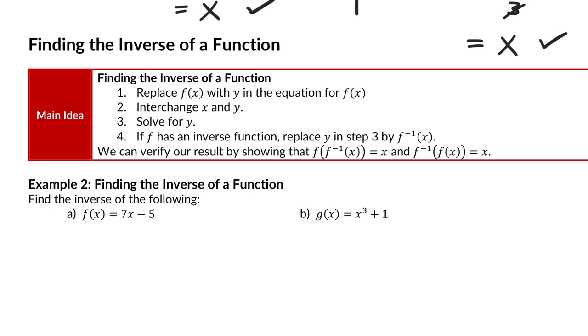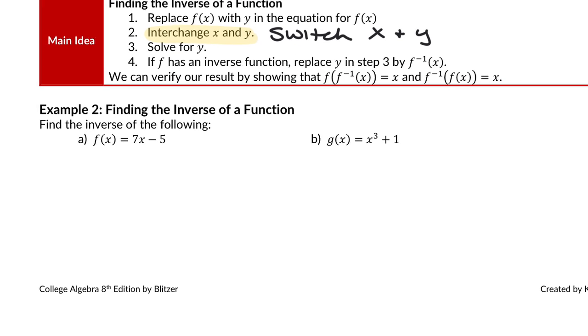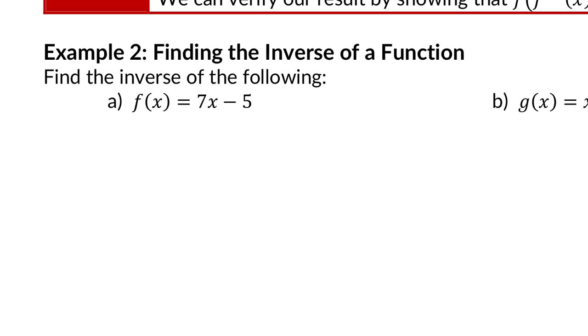You're going to interchange x and y, and that's a really fancy way of saying switch the x and y. You're going to switch their places, and then you're going to resolve the equation for y. If it makes a good function, meaning it passes the vertical line test, f has an inverse function, you would replace y with f inverse, and then we can verify our result the same way. Can we try it? Because it's really simple.